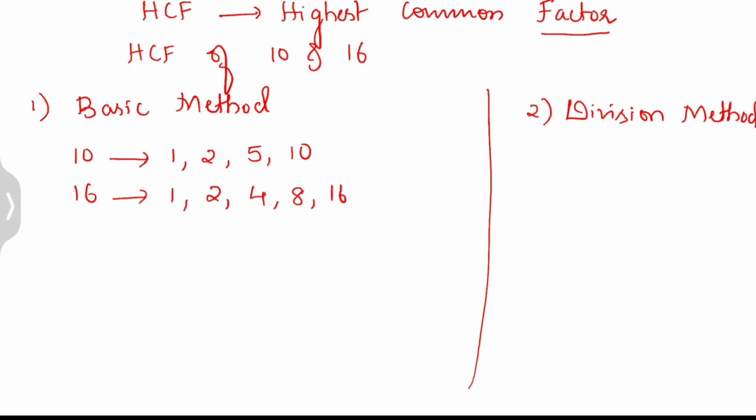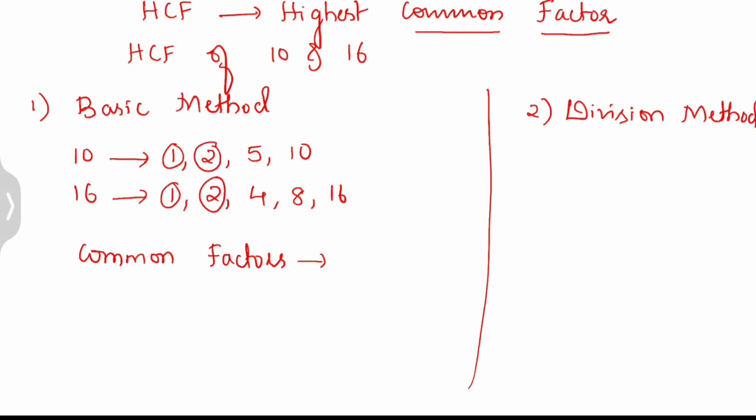Next we have to see common factors. Which factors are common between 10 and 16? Which all are common? 1 is common, 2 is common, and no other number. So 1 and 2 are common factors between 10 and 16.